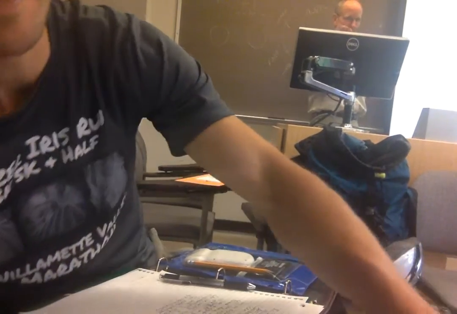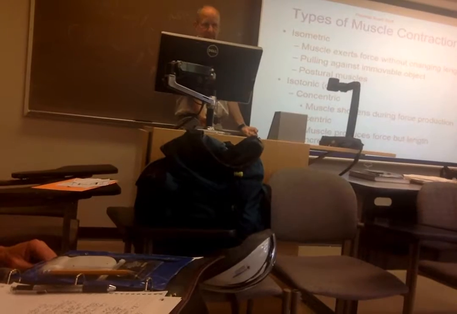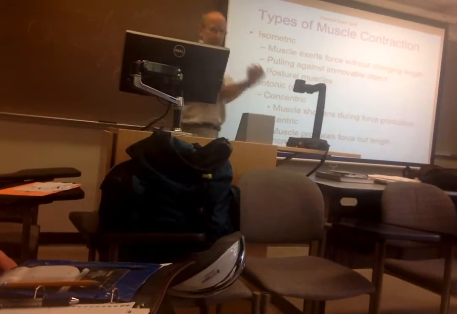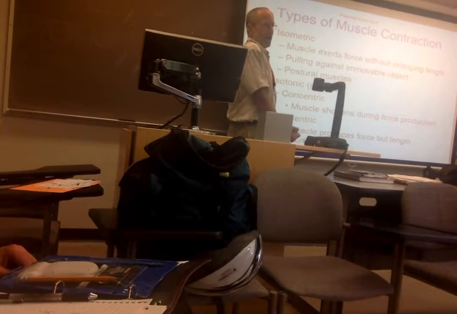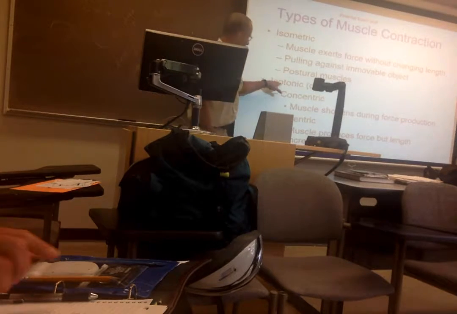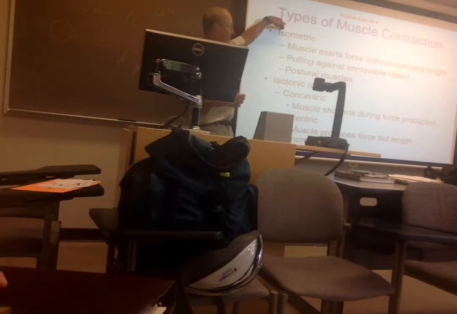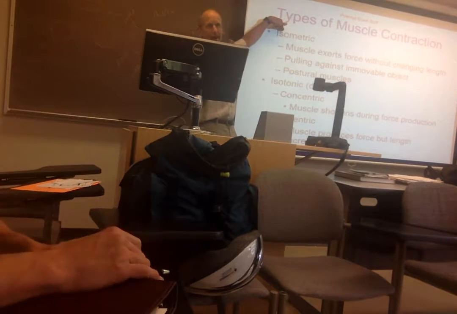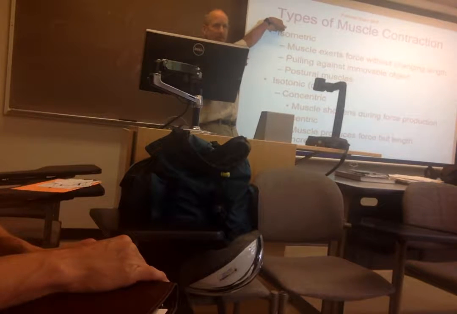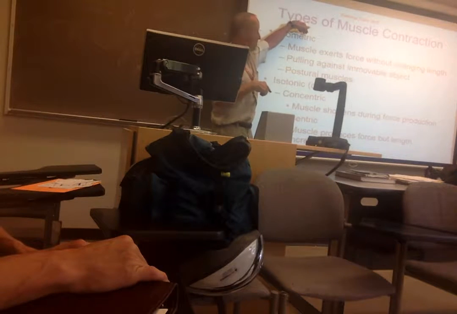So I think of a curl. I'm shortening, that's concentric. I'm lengthening, that's eccentric. Easy, right? This is easy. I want you guys to know that iso means same, right? Iso, like an isotonic drink, or iso is same. So isometric is same length.